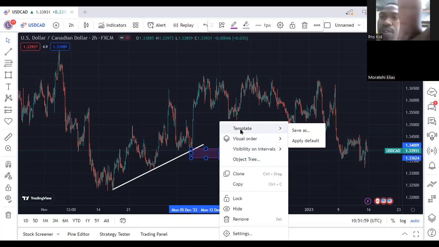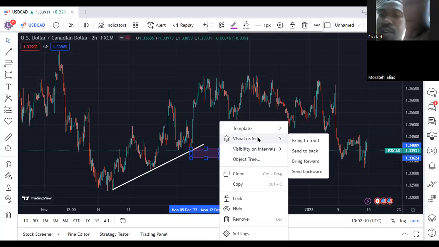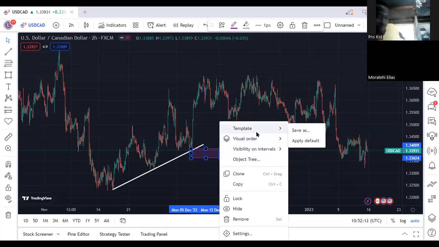I'm struggling with, what is this thing, TradingView. I'm not yet familiar with it, so I'm trying to change colors here. I don't know where to go, what to do. It's going to take time.